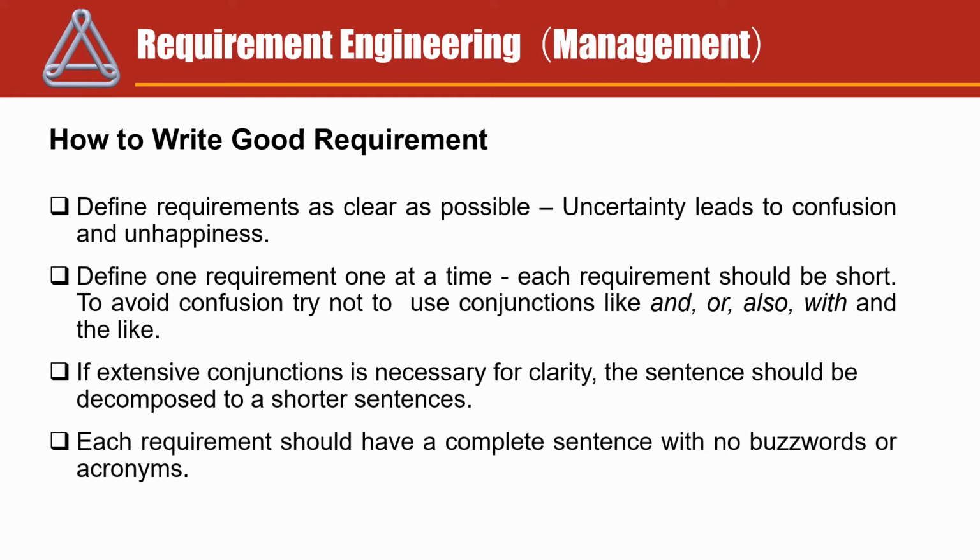If extensive conjunctions are necessary for clarity, the sentence should be decomposed into shorter sentences, and each requirement should have a complete sentence with no buzzwords or acronyms. So try to keep things understandable to an engineer at your level, regardless of if they're in your project or not, rather than using jargon or buzzwords that might be unclear to certain people.